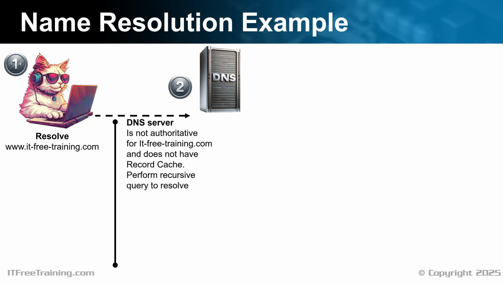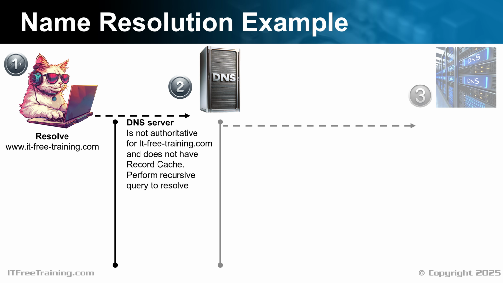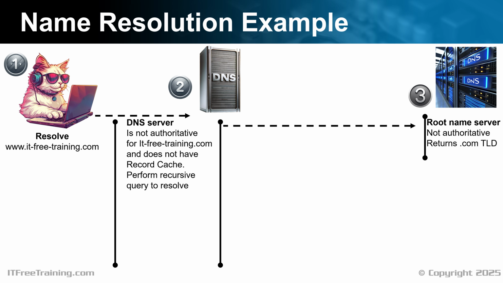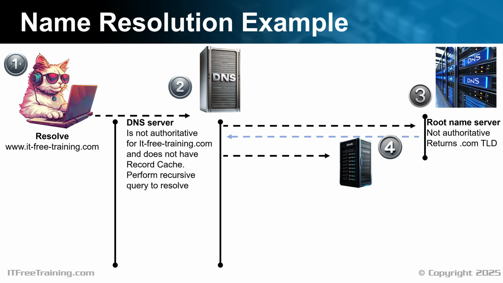Assuming there are no records in the DNS cache, the next step is for the DNS server to contact a root name server. The root name server is not authoritative for the domain name, so it will return a list of top-level domain servers for the DNS server trying to resolve the request. Since the DNS server is using a recursive request, it will use the newly obtained top-level domain information to contact a top-level domain server.